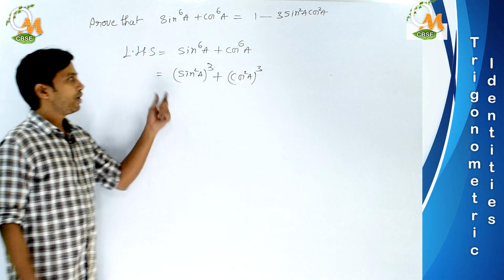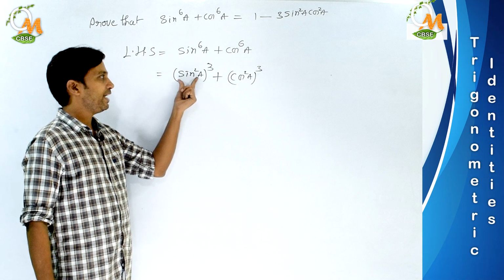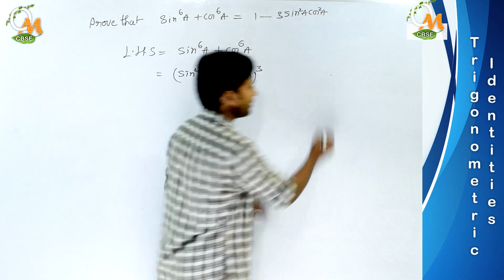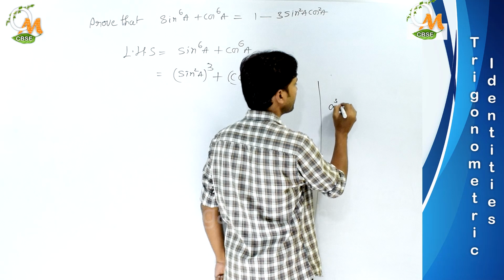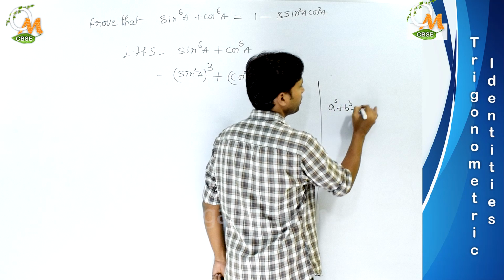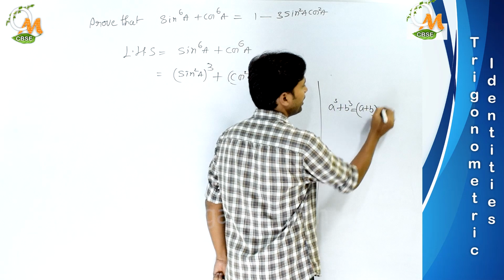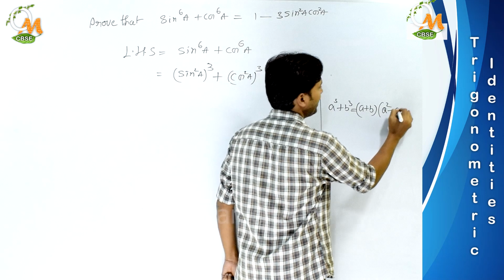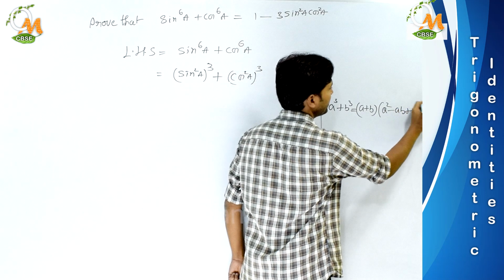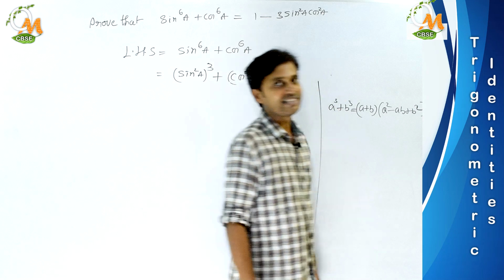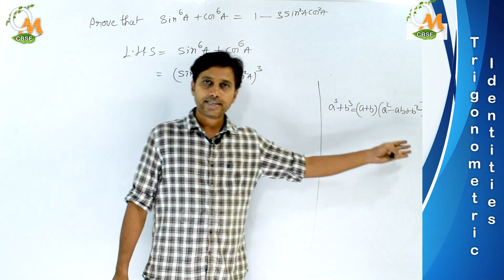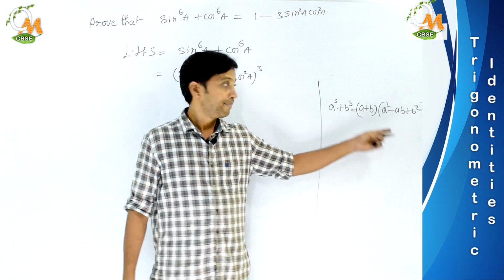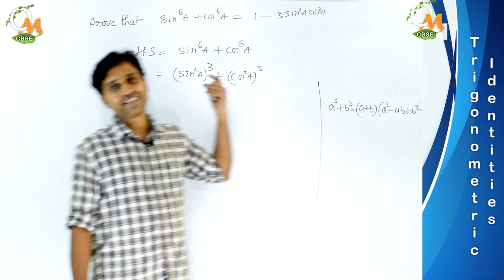Now if you observe here, this is in the form of a cube plus b cube. Let me tell you the expansion of a cube plus b cube according to algebra. A cube plus b cube is equal to a plus b into a square minus ab plus b square, which is a standard algebraic formula from 8th standard of CBSE or ICSE. You might have learned this in 8th and 9th standard. You can apply it over here.